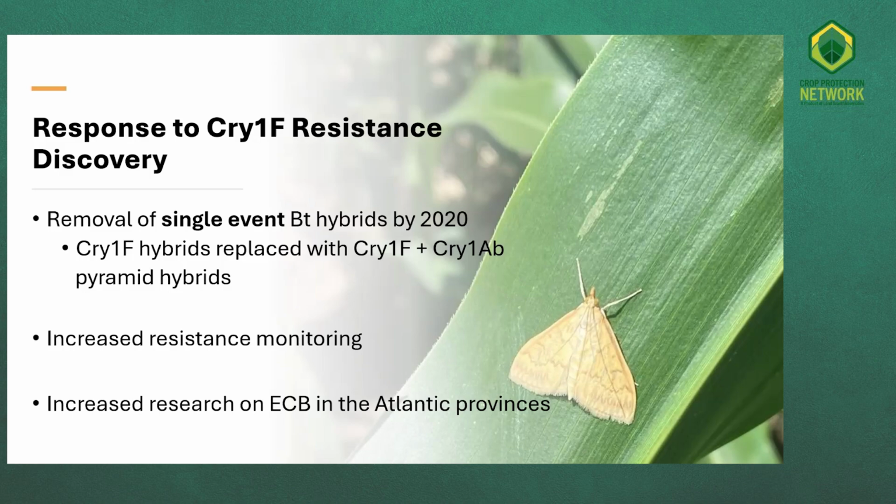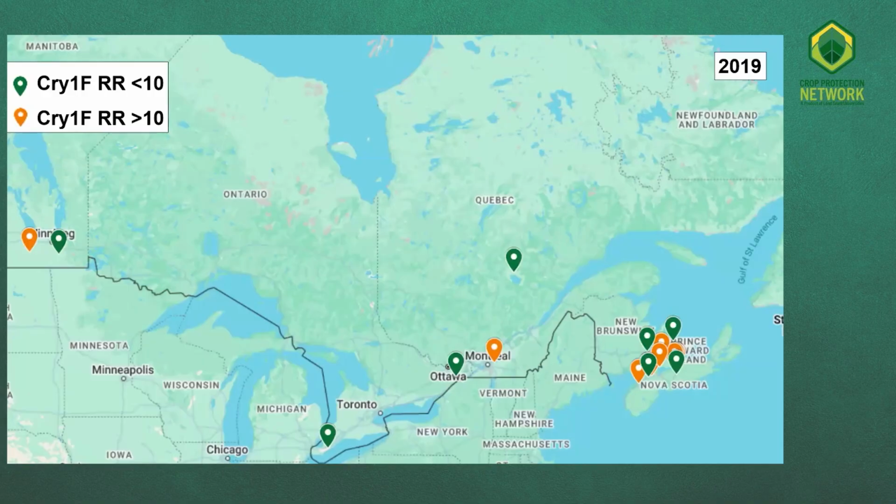So since that time in 2018, when we found the first resistant populations, we found more of them, unfortunately. Anywhere on this map where you can see these orange points, the green ones are still susceptible, but the orange points here show resistant populations. So we found quite a few throughout Nova Scotia and some up into New Brunswick and, yes, in Eastern Canada there. We found one near Montreal, Quebec. And we also found one way out west, near Winnipeg, Manitoba.